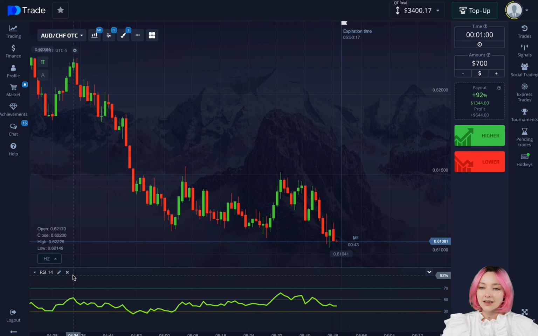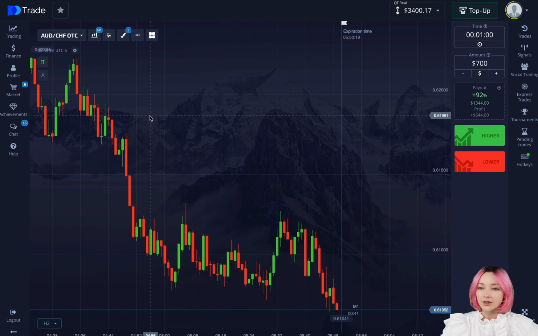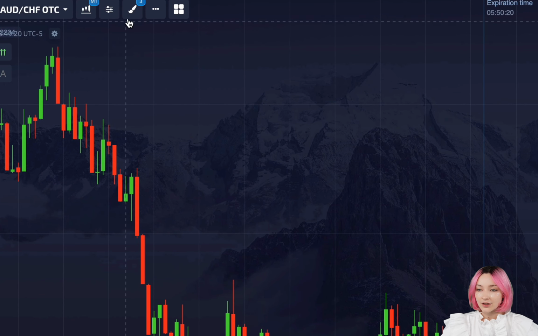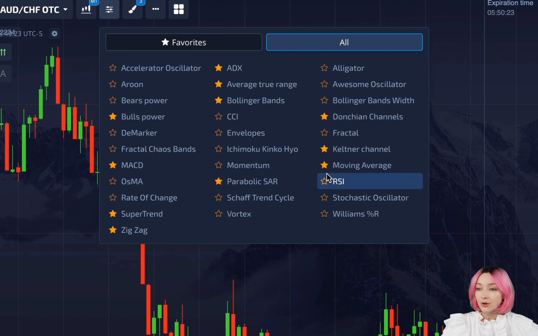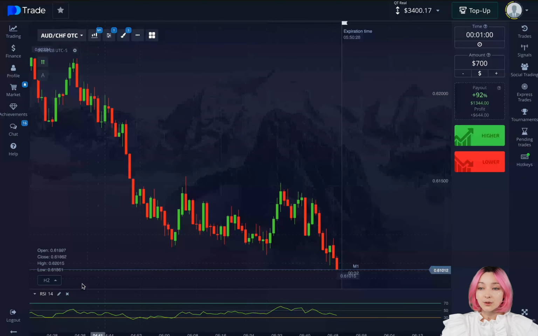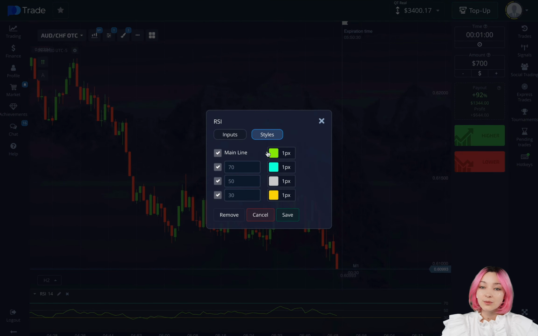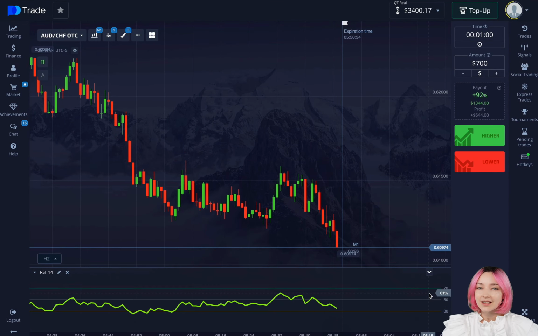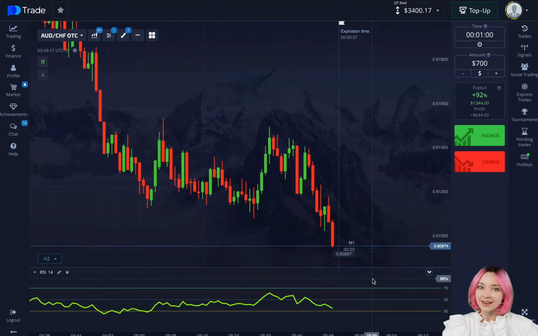RSI can be easily set in the top left corner as well. Search for RSI in the indicators menu in the left top corner, click it once and open its settings. I prefer to make the main line a bit bolder in order for it to be more noticeable so that we can see it better. Let's expand it a little, as all of our attention is gotta be drawn to this indicator today.